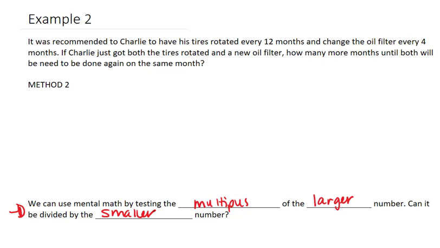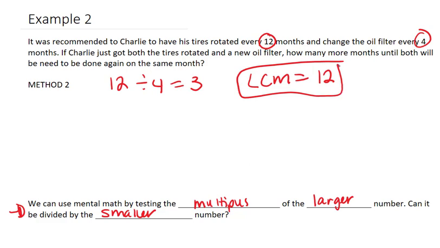So if we go ahead, we see we have 12 and we have 4. So we take the larger number, we divide it by the smaller number, and we get 3. So this does work. So we could say 12 is a multiple of 4. So our least common multiple will have to be 12, right? And so the reason the least common multiple is 12, right?